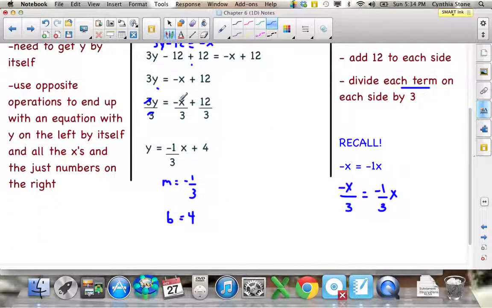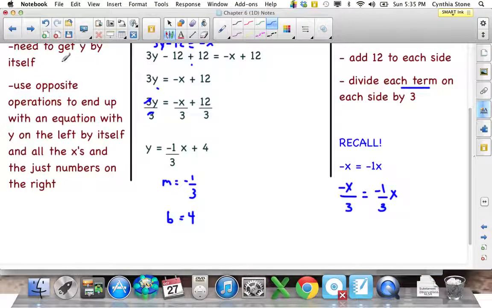So just, so you're clear on this. Don't forget that minus x is the same as minus 1x. And you can just pull this out here, so that leaves me with the slope. That's all I've done. And the y-intercept is this. So here's the y equals mx plus b form, and here is the y-intercept and slope.